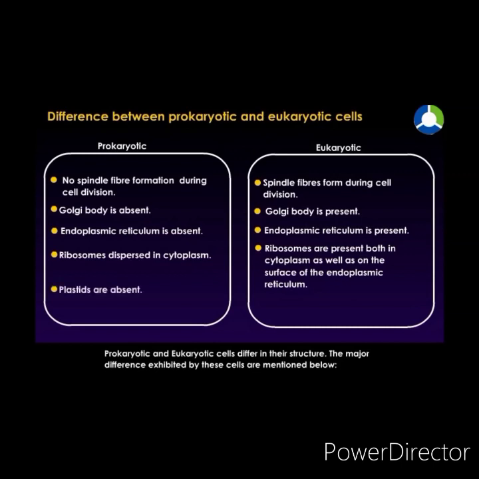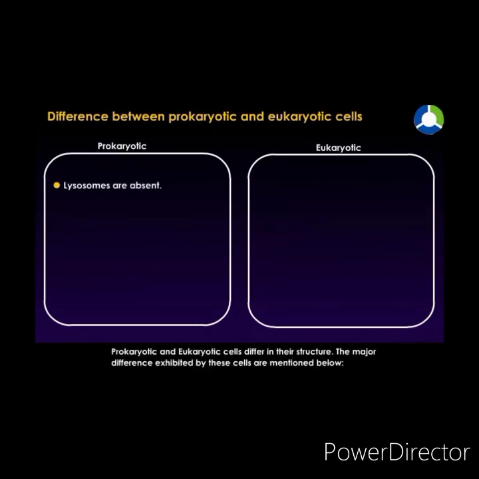In prokaryotic cells, plastids are absent. In eukaryotic cells, plastids are absent in animal cells except a few, but present in plant cells. In prokaryotic cells, lysosomes are absent. In eukaryotic cells, lysosomes are present in animal cells and meristematic plant cells.